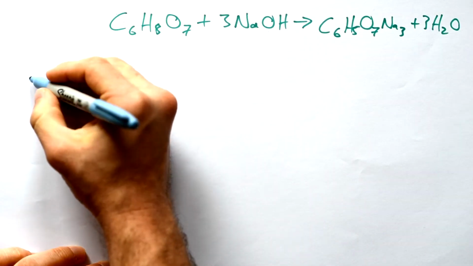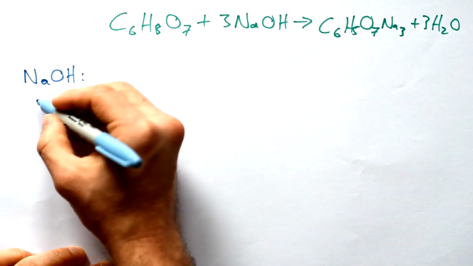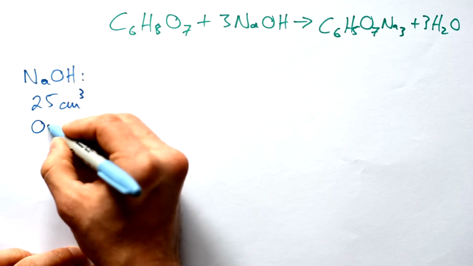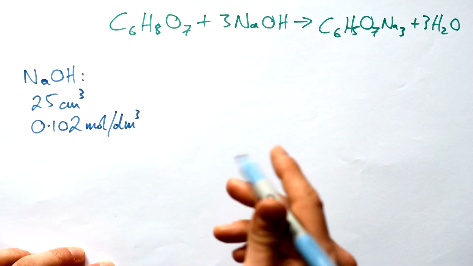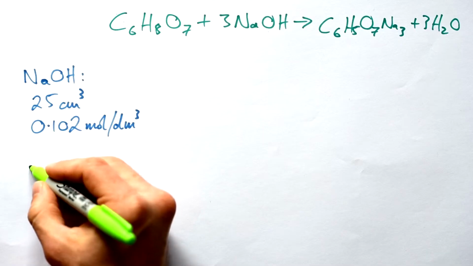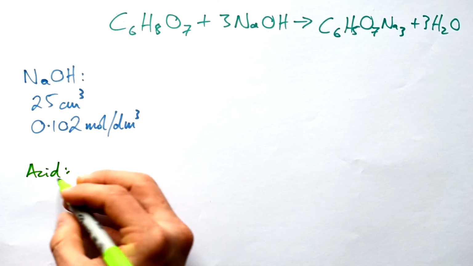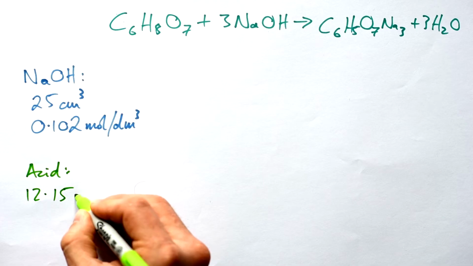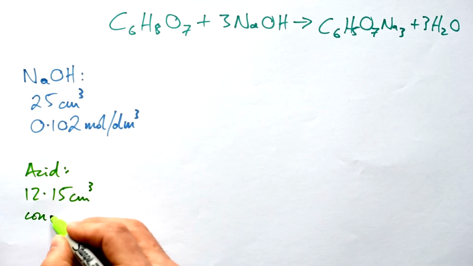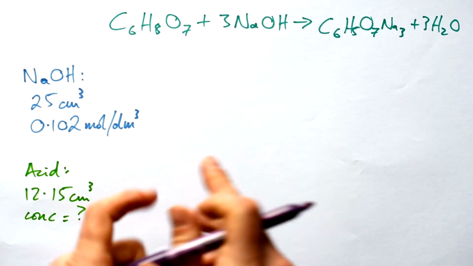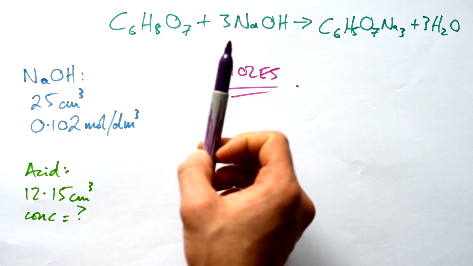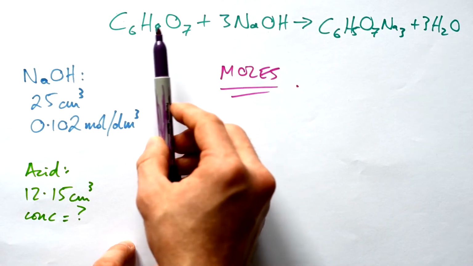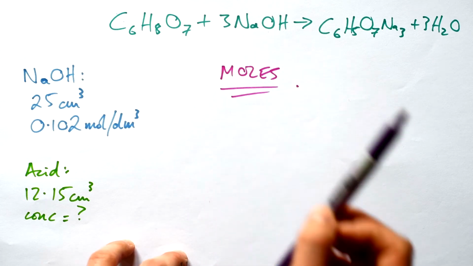Okay, so here's that data again. Sodium hydroxide, we had 25 centimeters cubed, and we had 0.102 moles per decimeter cubed concentration. And the acid, I'm just going to call it acid, 12.15 centimeters cubed. So we're looking for the concentration. So you might know that this is all going to be about moles. You need to know the stoichiometry, that's a posh word for it. In other words, how many moles of acid are needed compared to sodium hydroxide.